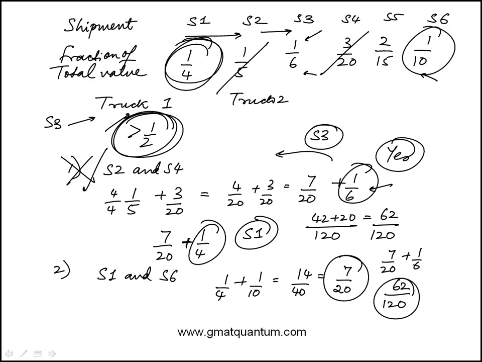That would make the value of the shipment in the second truck greater than half. But that would contradict the information given in the main stem. So I cannot have the S3 shipped on the second truck, which means it has to be on the first truck. So statement 2 alone is sufficient, and the correct answer is B.